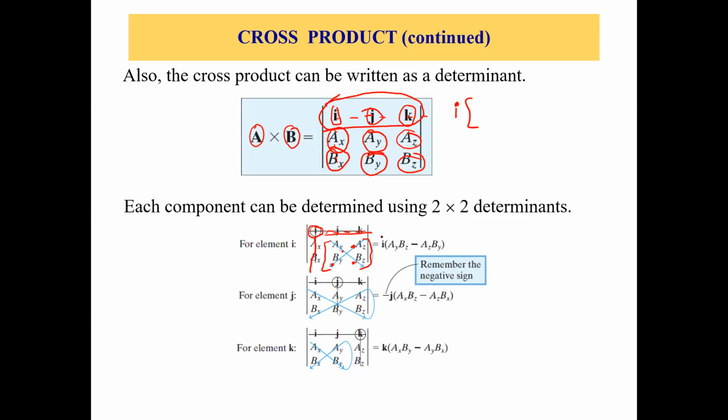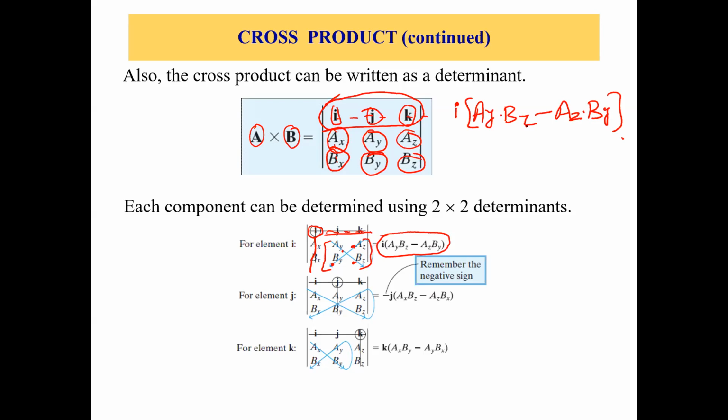So that's how you get here i times Ay times Bz minus Az times By. That's what you get here, Ay times Bz minus Az times By. All right, so that's about i.